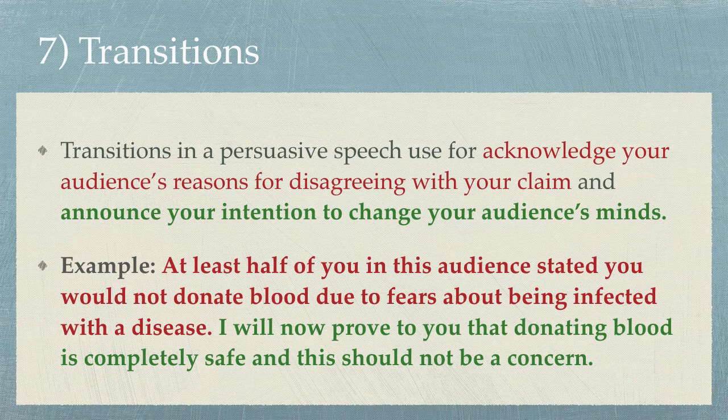Transition in a persuasive speech is used to acknowledge your audience's reasons for disagreeing with your claims. In other words, you need to pretend to understand your audience in the first sentence. And after that, announce your intention to change your audience's mind. In other words, you need to show a new hope, a new thing that you proudly present to them in the second sentence.